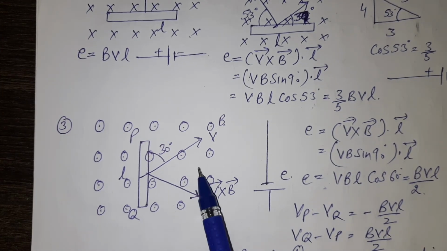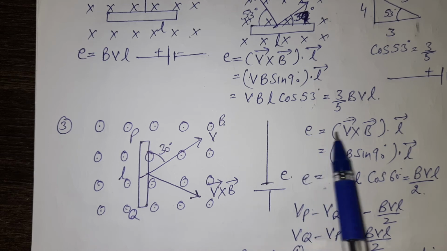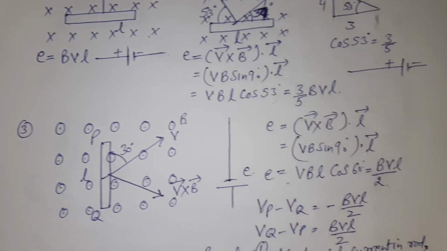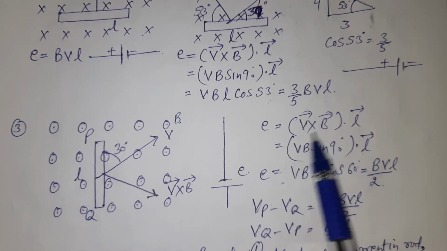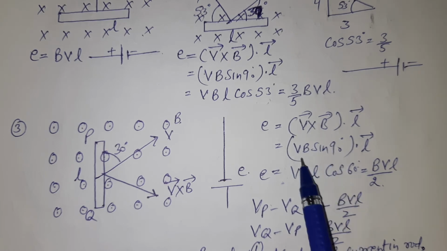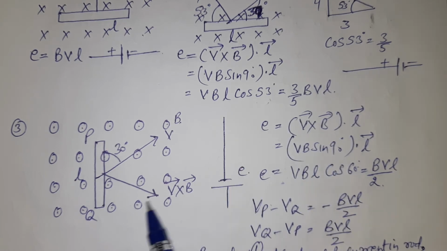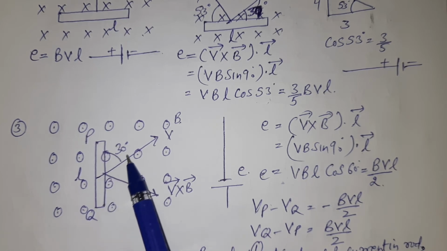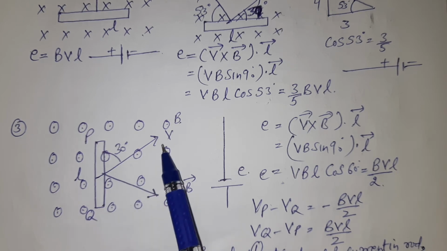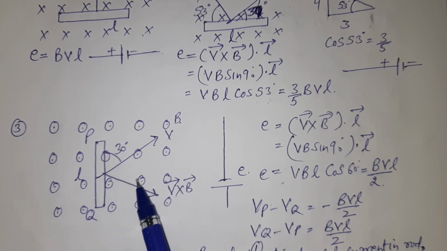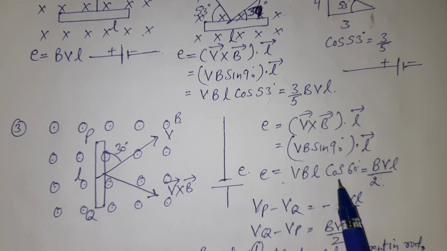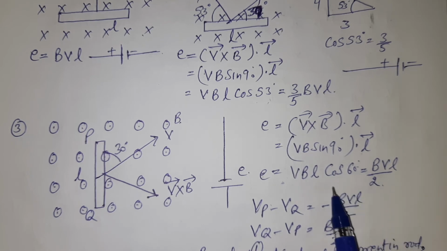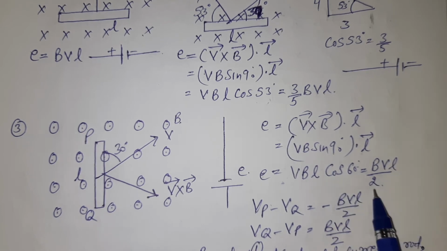So in this case again the same method. Induced EMF is equal to V cross B dot L. V cross B means VB sin 90. This angle will be equal to 60 degrees: this is 30, and this is 90 because V cross B is perpendicular to V. 90 plus 30 is 120, and this is 60. So this is cos 60. Cos 60 is 1 by 2. So we get BVL by 2.